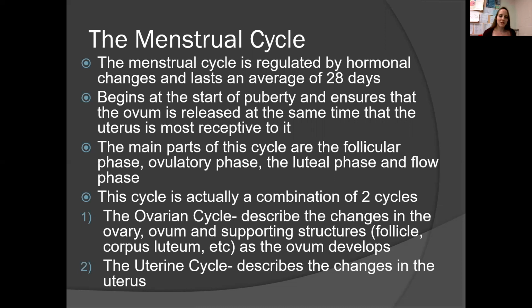And this menstrual cycle is really a combination of two different cycles that are happening simultaneously. So the ovarian cycle describes all the changes that are happening inside the ovary. So what's happening to the eggs in there and all the different structures that support the eggs. And then the uterine cycle describes all the changes that are happening in the uterus. And again, these changes can be happening at the same time as each other.